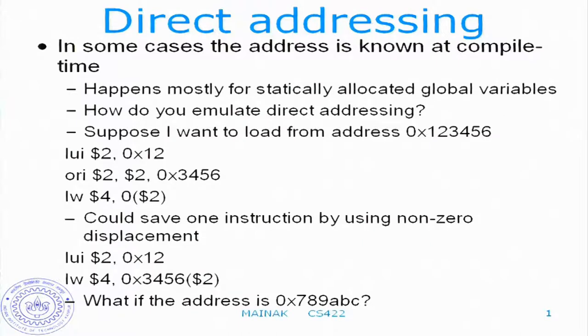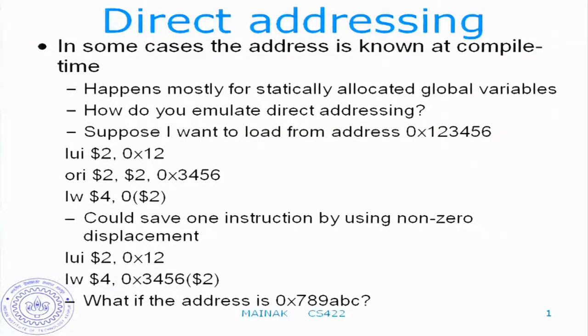In some cases, the address is known at compile time. This happens mostly for statically allocated global values, so the compiler knows the exact address where it is. Naturally, the question is, why should I have to generate the address at runtime? Why can't I use it directly? So how do you emulate a direct address? Suppose I want to load from address 0x123456. This is exactly where LUI comes very handy. You first load the upper 16 bits, that is 0x12, and then you OR with the lower 16 bits, and what you have essentially in $2 is the address.